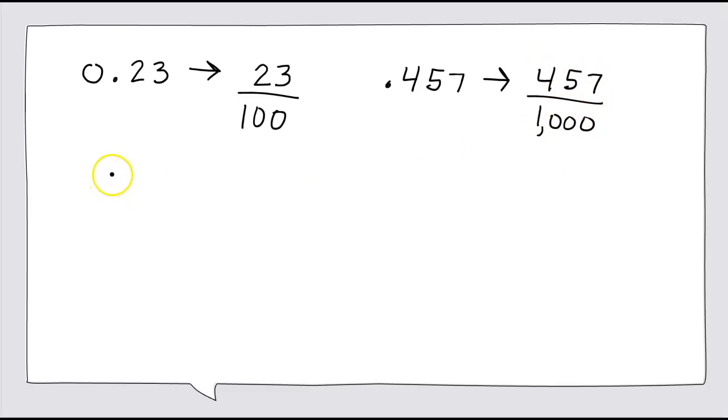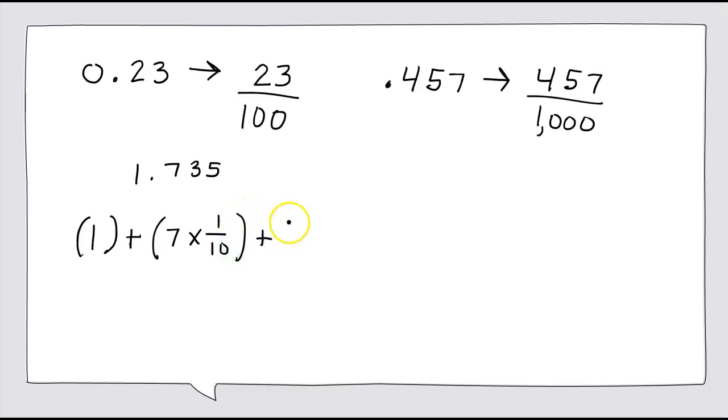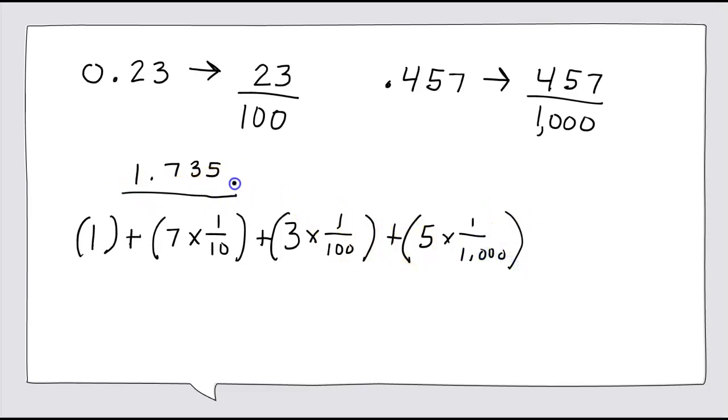If I were to write this number in expanded form, 1 and 735 thousandths, I would say, okay, well, I have 1, and I'm going to open the door and close the door, plus, open the door, 7 times 1/10, close the door, plus, open the door, 3 times 1/100th, close the door, plus, open the door, 5 times 1/1,000th. And that's the expanded form of this decimal.